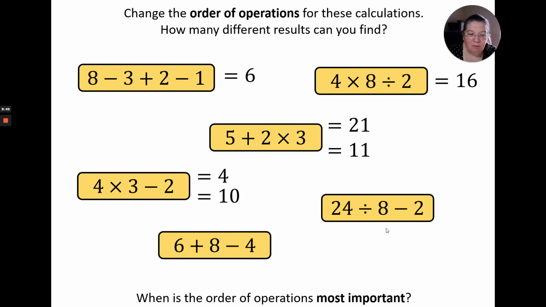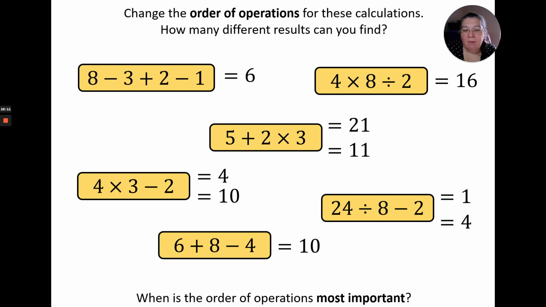How about 24 divided by 8 minus 2? We've got division and subtraction. Do you think this will give us more than one answer? Of course it does, because 24 divided by 8 is 3, minus 2 is 1. Or 8 minus 2 is 6, and 24 divided by 6 is 4. And the last one, doesn't matter which order we do it, we will always get 10.